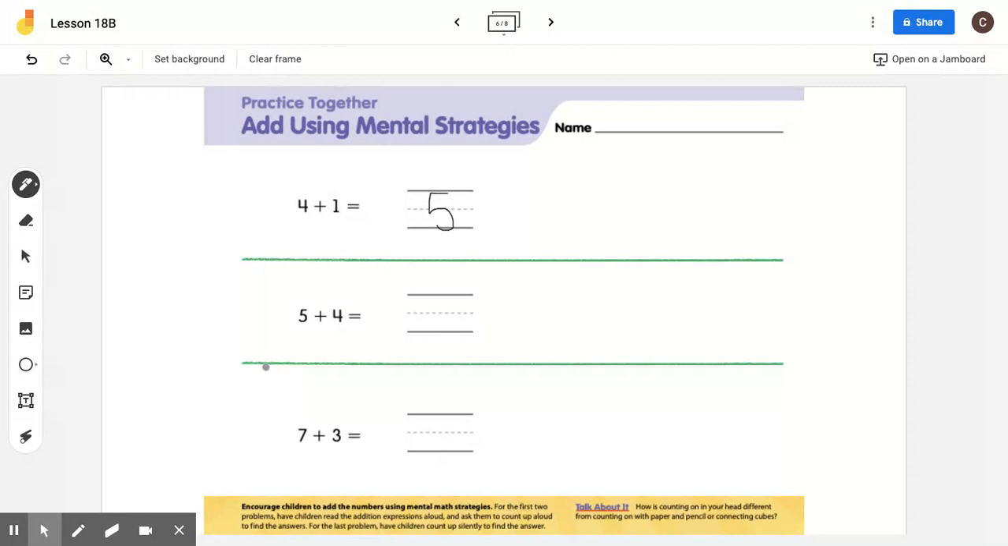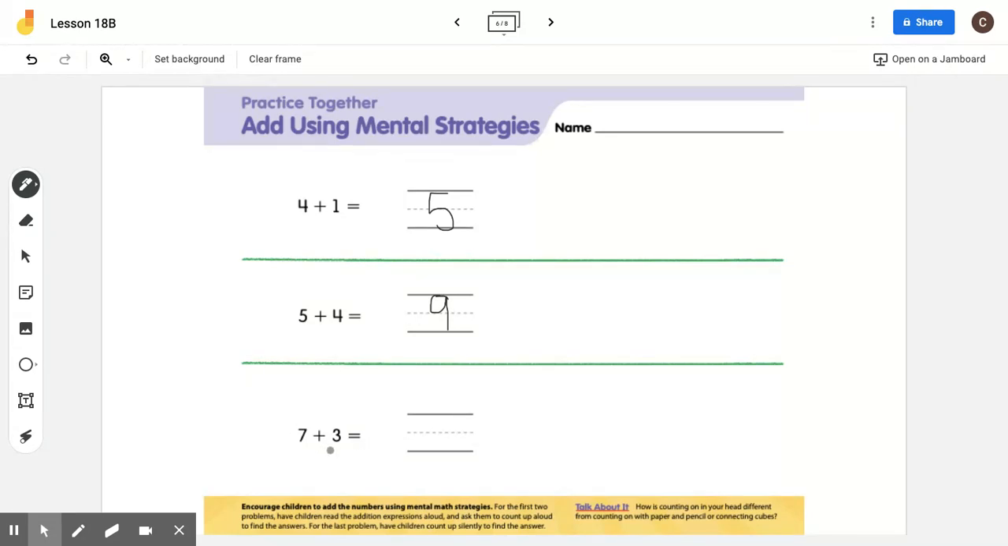All right, let's try it with our next one. We have 5 plus 4. So we start at 5, and we're going to count up 4 more to see what we get. So we're at 5, 6, 7, 8, 9. So what's our answer? 9. You may have had 5 on your hand, and then when you counted up, you showed 4 more fingers to help you. Great job.